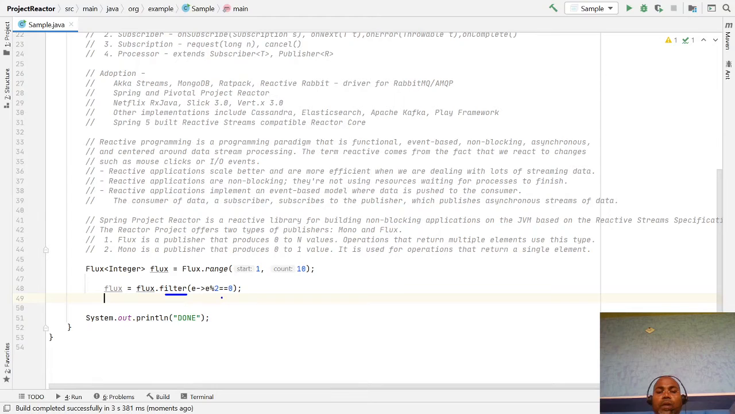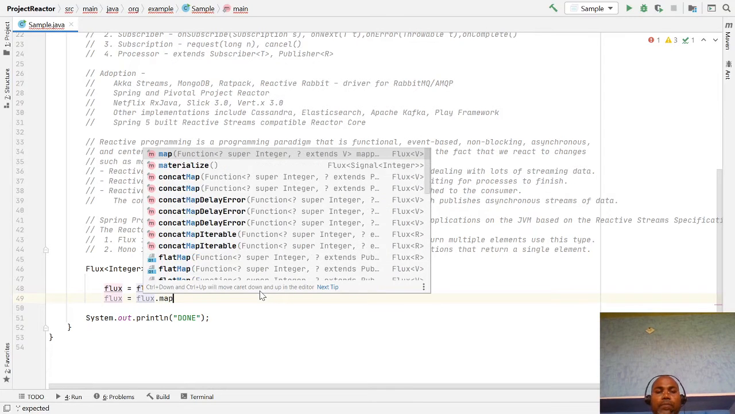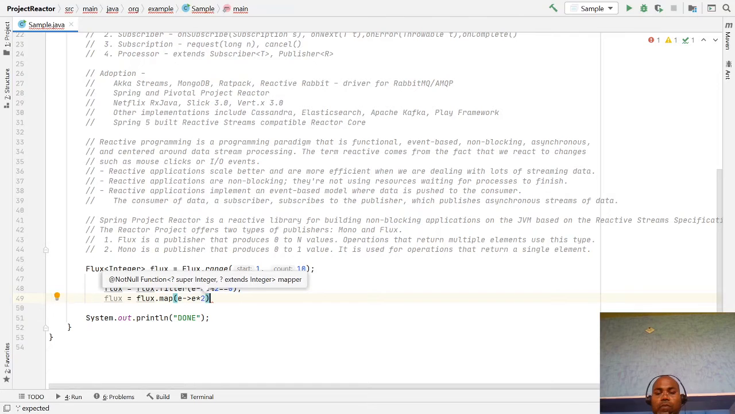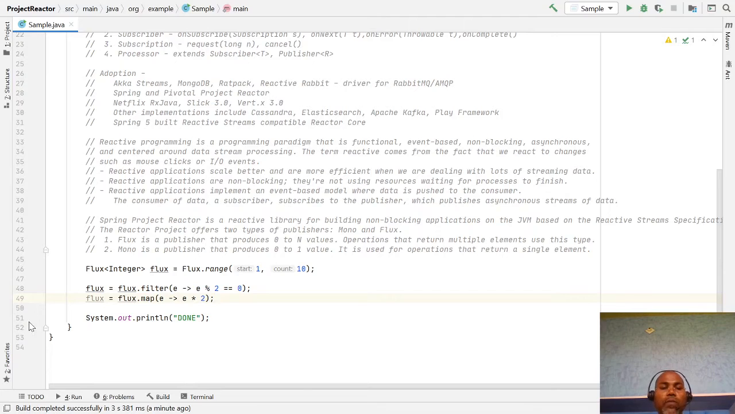You can apply another operator, such as converting all these even numbers to double their value. You can say flux equals flux.map, and all the elements I am getting, just multiply by 2. So this is another operator, and you can perform multiple operators on that. Now I want to collect those values and print those values.